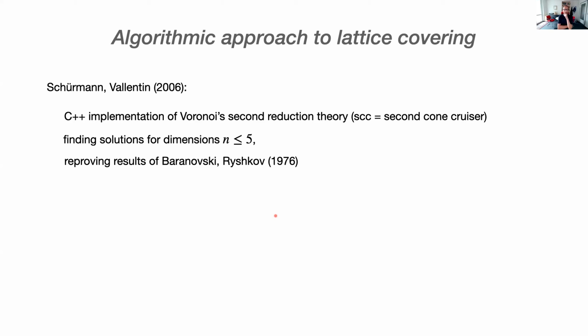So this we did together with Achill Schürmann some years ago. We made a C++ implementation of Voronoi's second reduction theory. The program is called SCC, for second cone cruncher. It's still working, I heard. Using this, we found all solutions up to dimension 5. And we could reprove and correct some results of Baranovskii and Ryshkov using this.